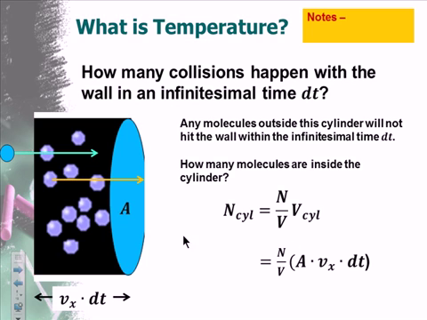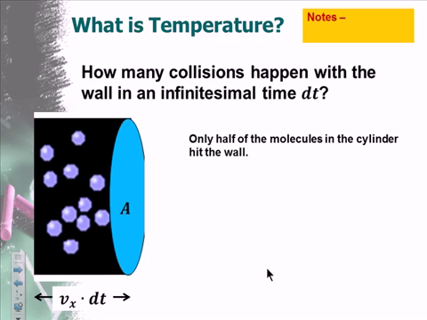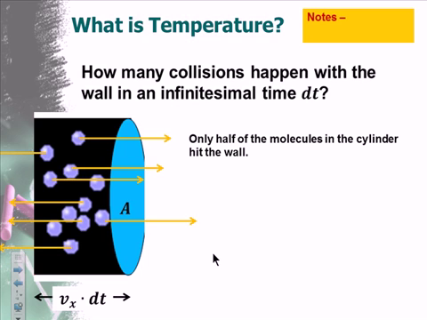Now, that's not the number of collisions that happen with the wall, because if we ask ourselves how many collisions happen with the wall in that infinitesimal time, we got to remember that only half of these molecules will actually be moving toward the wall. So what we have to do, and there's a little graphic that shows you, oh yeah, half of them are moving toward, half of them are moving away. We made that assumption earlier. So the number of collisions that happens is just half the number of molecules inside the cylinder. So now I have to multiply this times 1/2. Okay, so this is the number of molecules inside the cylinder right here. And then we multiply it times 1/2 to get the number of collisions. So that's how many collisions will happen with this wall in an infinitesimal time dt.